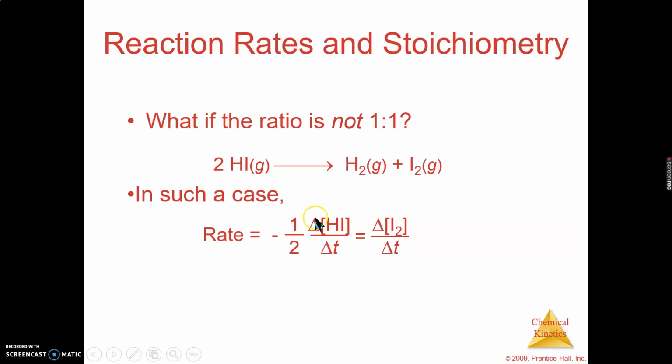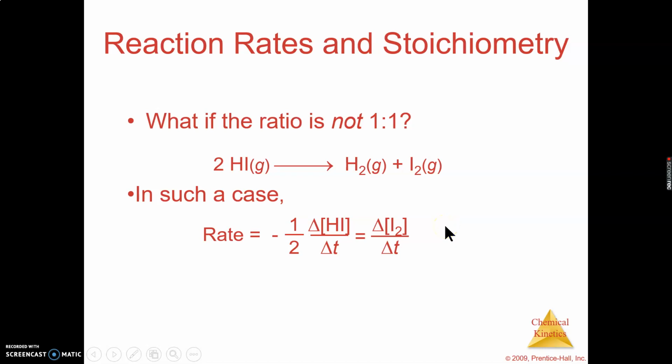And so again, we can write the rate in terms of our reactant, or we can write it in terms of our product. Again, understanding that I'm losing 2 of these for every 1 of these that I'm making. So I have to slow, quote unquote, that rate down by multiplying it by 1/2 to make them equal to each other.